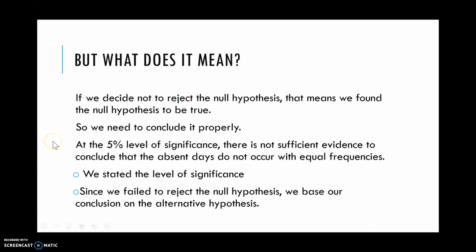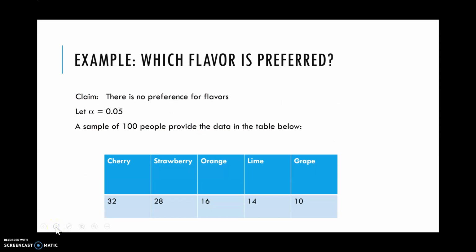Now, if we decide not to reject the null hypothesis, that means we found the null hypothesis to be true. So here's how we conclude that. At the 5% level of significance, there is not sufficient evidence to conclude that the absent days do not occur with equal frequency. So we stated the level of significance, and since we failed to reject the null, we base our conclusion on the alternate, because remember, we're testing the alternate.